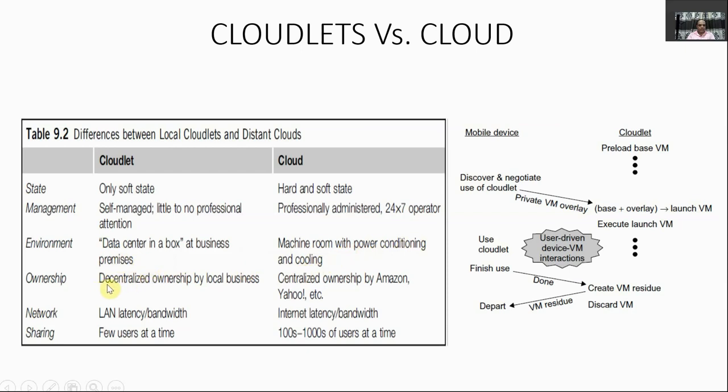Ownership of the cloudlet is decentralized, by local businesses. Cloud ownership is centralized, by big giants like Amazon, Yahoo, etc. The network bandwidth required is basically LAN for the cloudlet, and for the cloud the internet bandwidth is required. Very few users at a time can share the cloudlet, whereas for the cloud more than thousands of users at a time can use it.